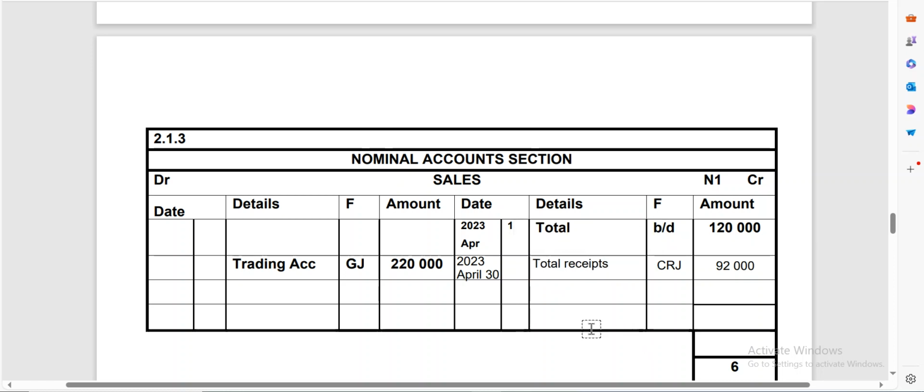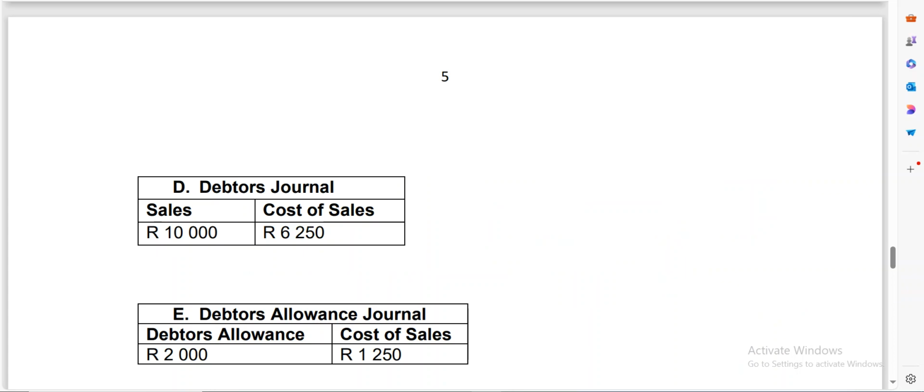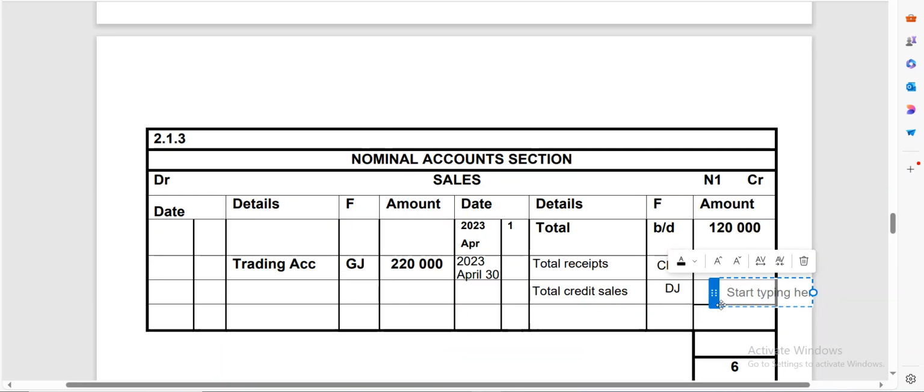Okay, and then remember here we'll have total credit sales. Remember your sales increase whether you sold on credit or cash, and we saw this in the DJ, the debtors journal. So the total credit sales for us, if you look at this, is going to be 10,000. So that 10,000 will come here. We'll write that 10,000 here.